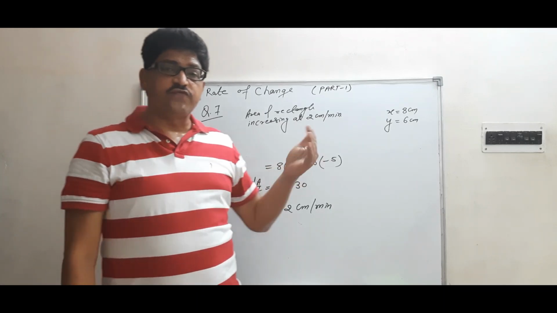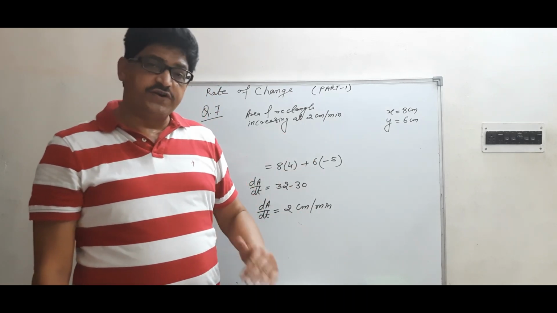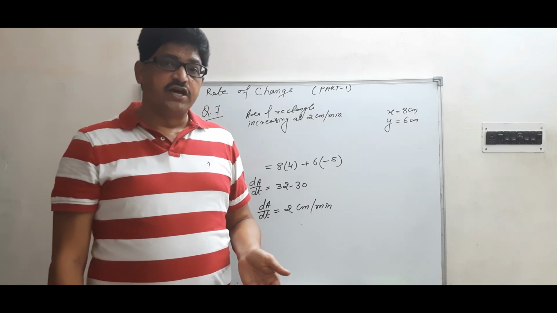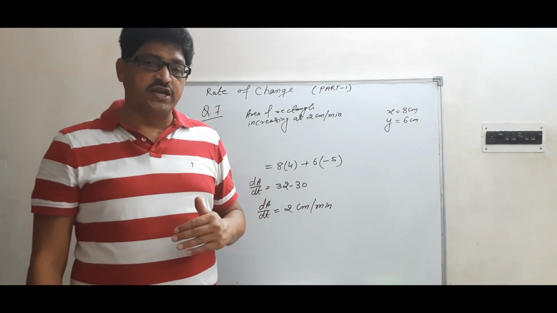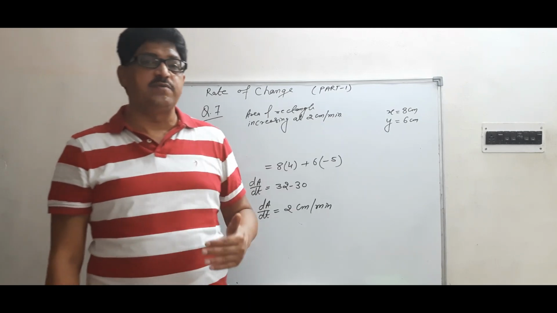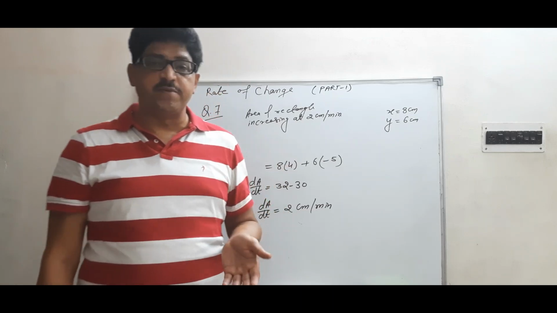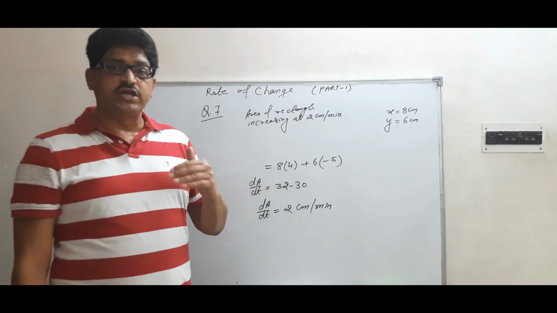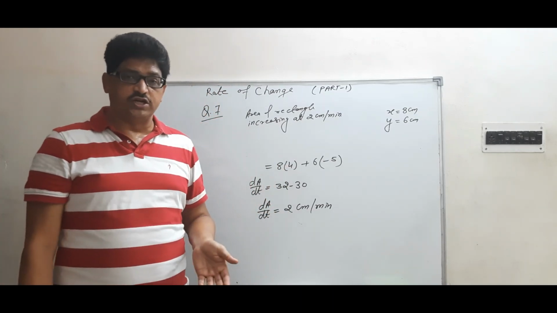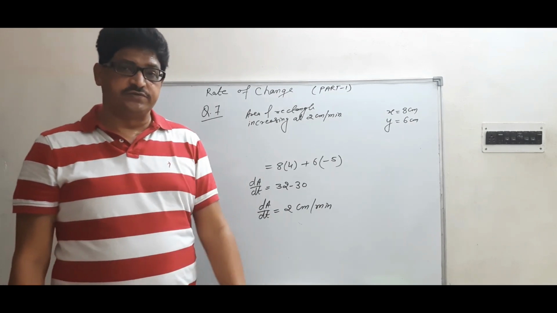So in this way you can find different rates of change in different situations. According to the situation, you have to take the decision. You have to differentiate with respect to time or with respect to radius or with respect to perimeter, depending on the language of the question. According to that you can find the rate of change.